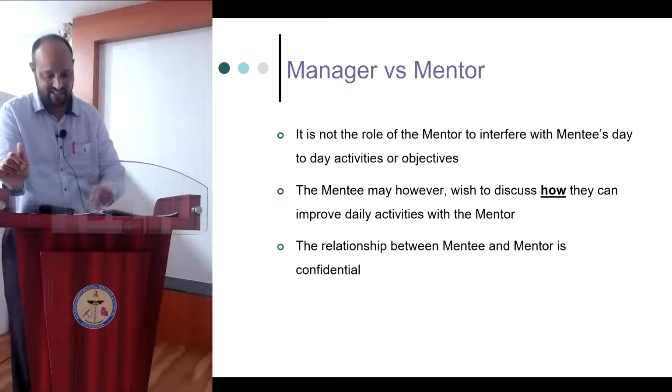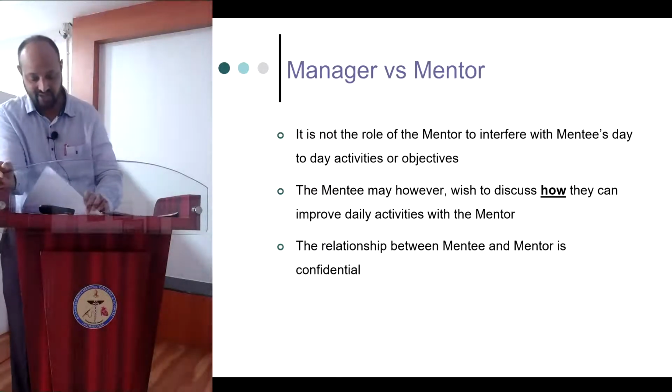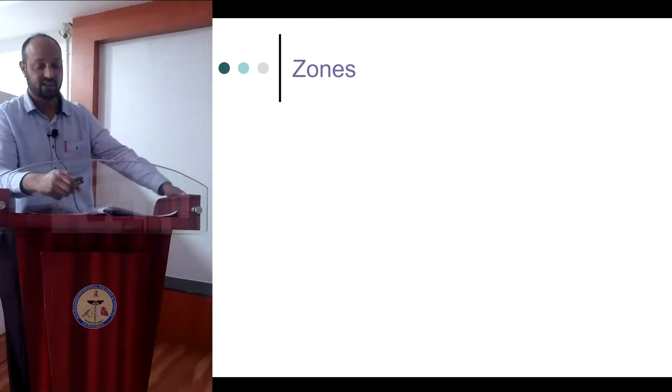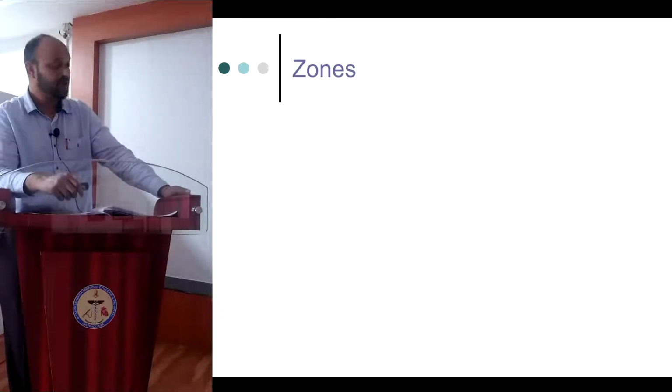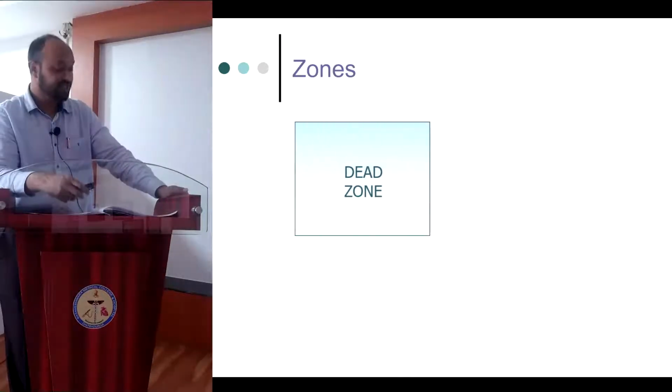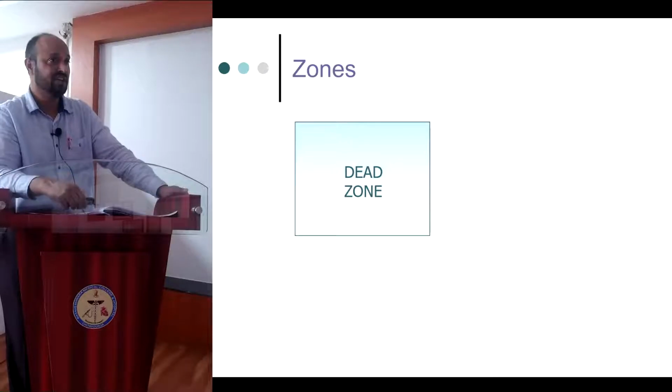The dean will actually allot the students. It is not about feasibility, it is actually opportunity. And we have some zones here. We call them zones.